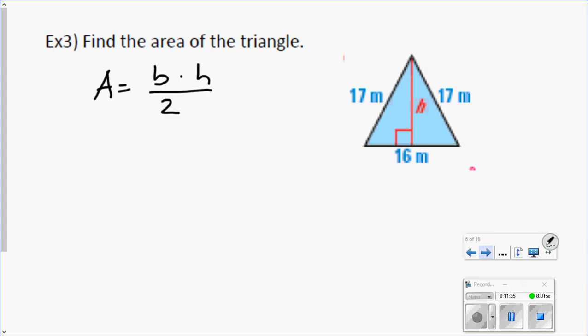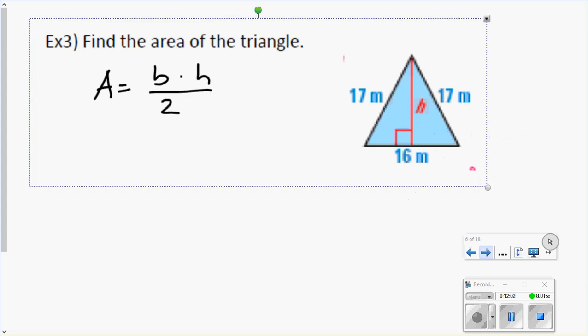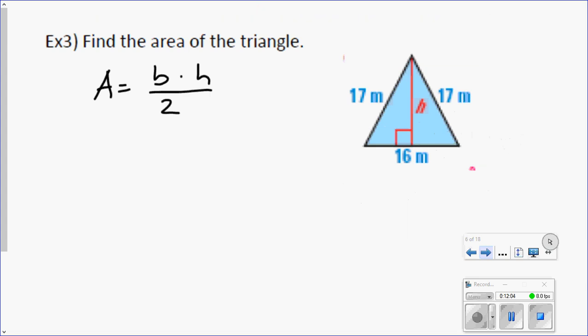So in this case, I have my base, but I'm missing the height. I don't know how tall this triangle is. I need the length of the altitude of this triangle. So how am I going to find the length of the altitude? How am I going to find h?